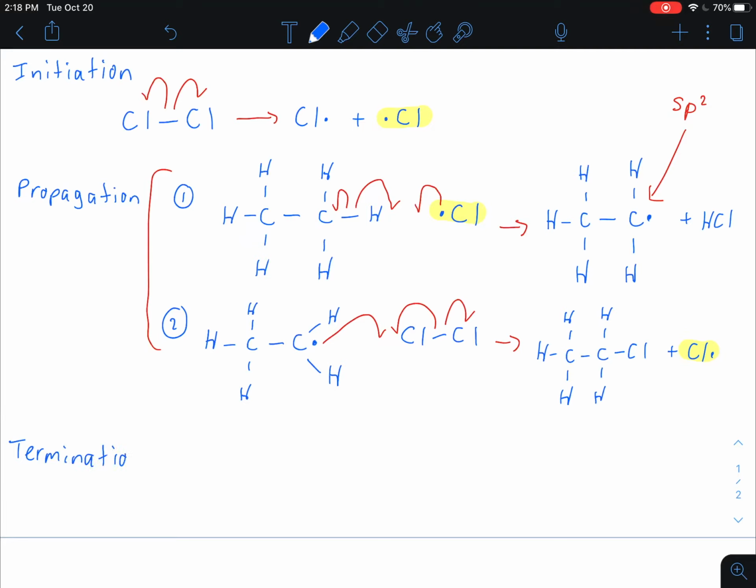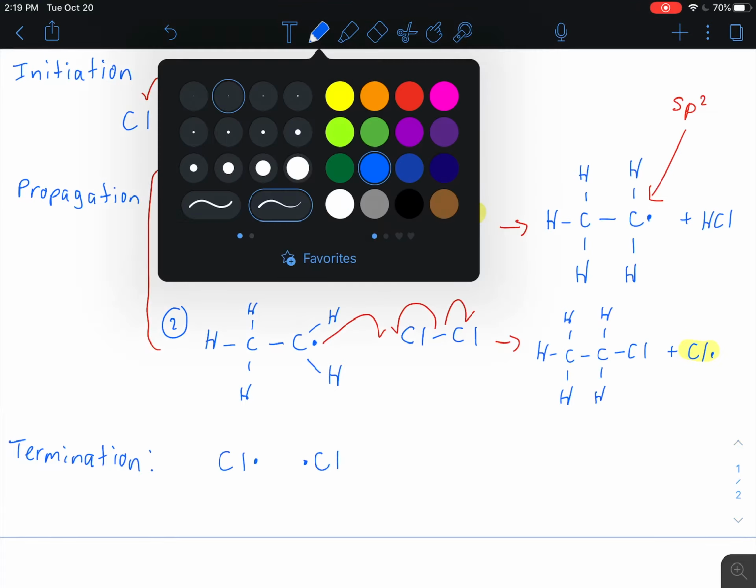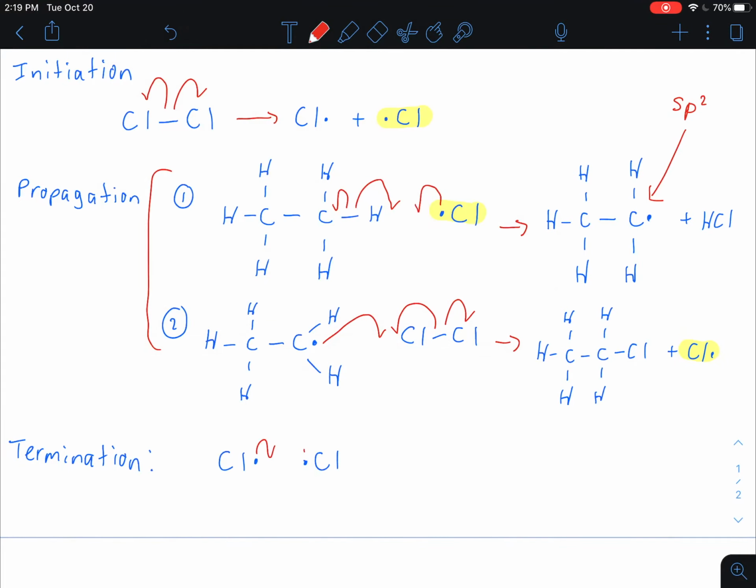And that is what will happen unless our termination step occurs. And the termination step is really anything in which the radical gets quenched. So the simplest termination step to think about is if two chlorine radicals end up reacting with each other to regenerate Cl2. If that happens, then we're no longer going to have radical present to react with.